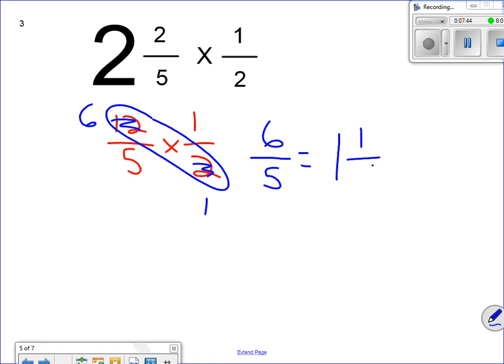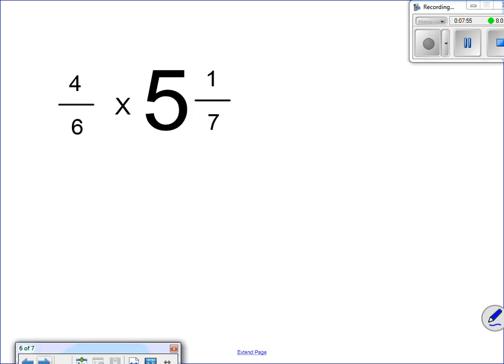1 and 1/5. We did not have to do all of the math on this one, the long division. We could do the long division, but we didn't have to because it was easier. We could tell exactly how many 5s went into 6. There's another one.